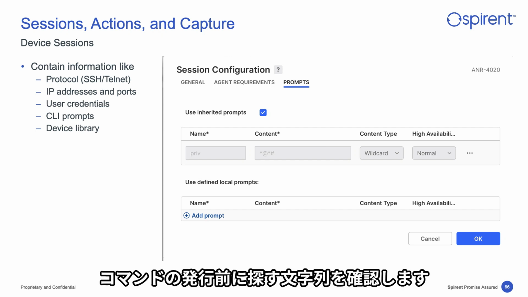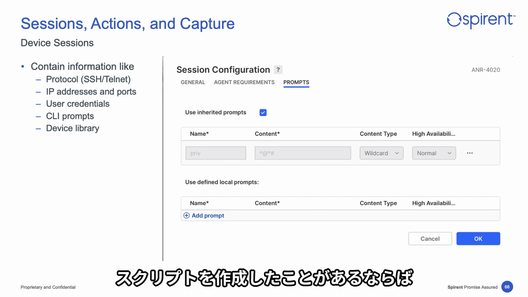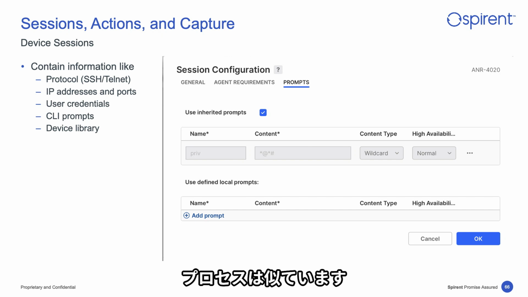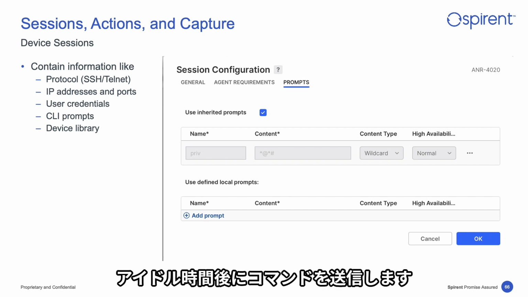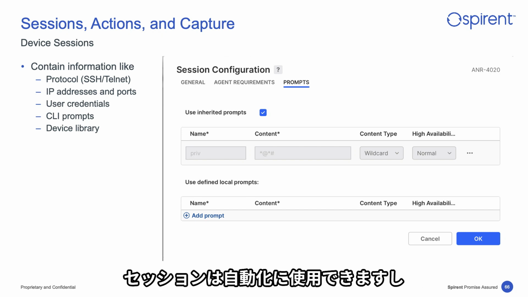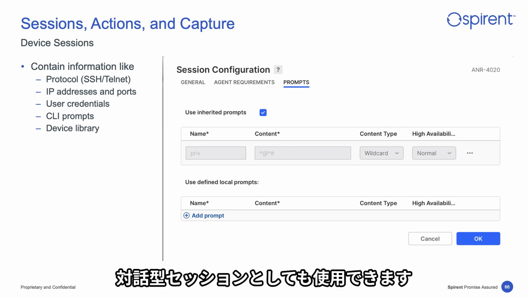This tells our scripts what strings to look for before issuing a command. If you've ever written an expect script, the process is similar. Scripts will wait for text to appear that matches the stored prompt, and after an idle period, send the command. Sessions can be used by automation, as we have seen, and also as interactive sessions where users can connect to the device right from Velocity.